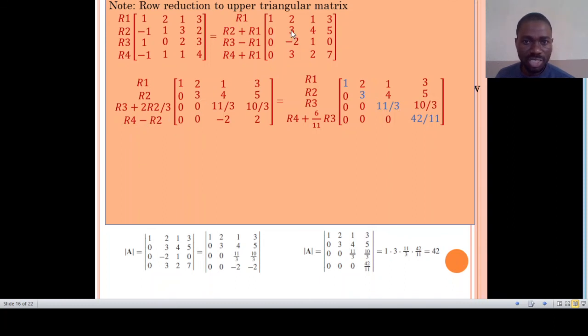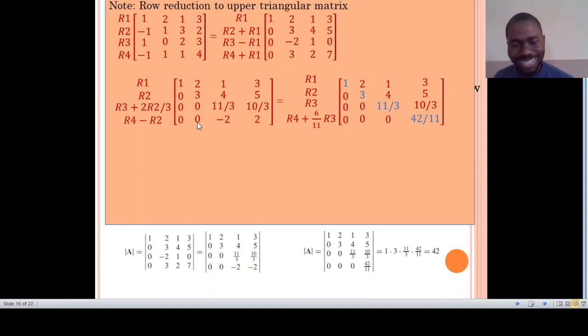that is 3 minus 3 gives me 0 here. 2 minus 2, 2 minus 4 gives me minus 2. 7 minus 5 gives me 2. So I have converted all the values here to be equal to 0.